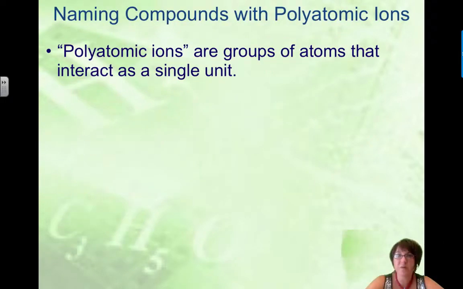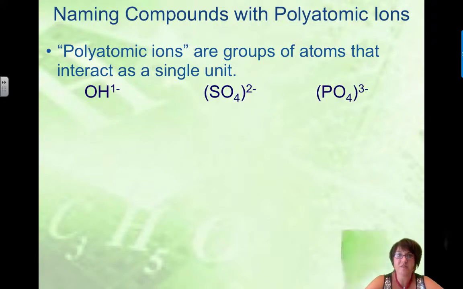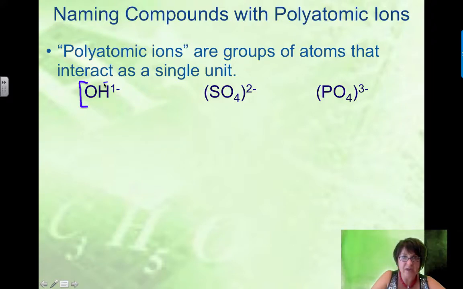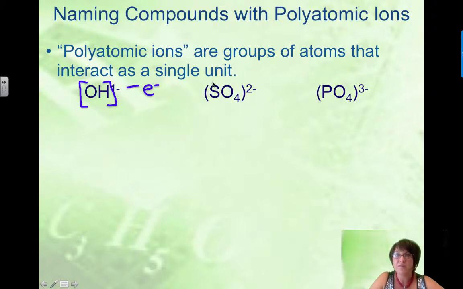Now suppose that you have a compound with a polyatomic ion. These are just groups of atoms that interact as a single unit. So this -1 charge belongs to the oxygen and the hydrogen all at the same time. That means there's an extra electron zipping around the whole structure. The sulfate ion carries 2 extra electrons, and they zip around, giving it all a 2- charge. And then there's phosphate that has 3 extra electrons embedded in the structure. And they create an octet.